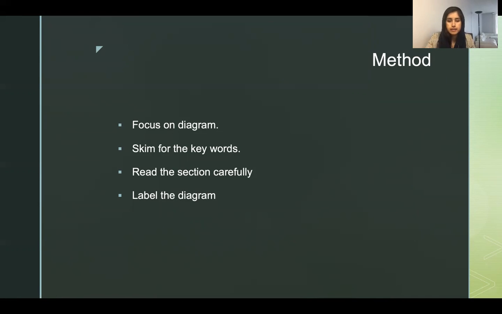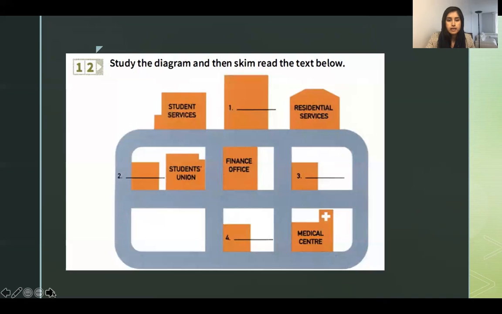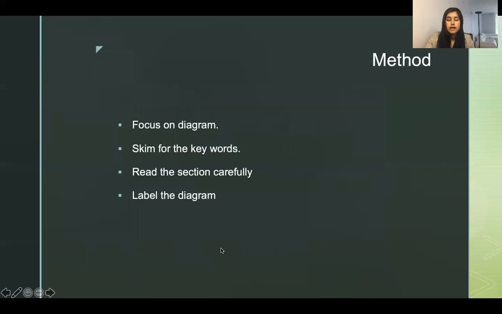Let me bring here the diagram and you can see it, for example, here. So the first thing you do is you focus on the diagram and see what is there. So for example, here is student services, and then number one that you have to fill, residential services, second, student union and finance office and medical center. And so you see the diagram and what is there, and then scan for the keywords.